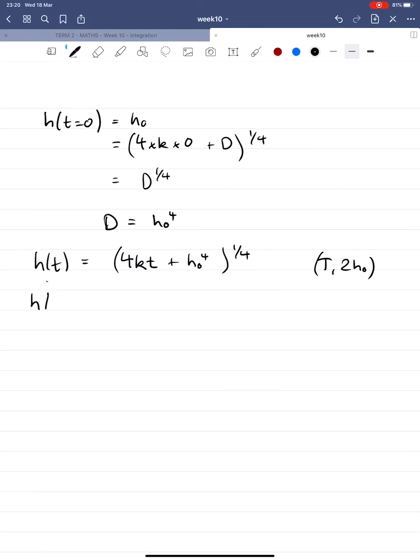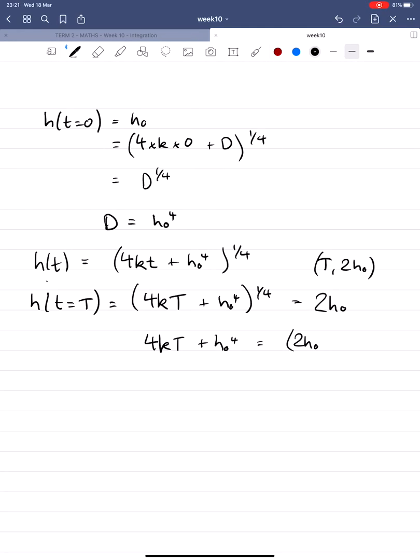So h of t is equal to, my big T is equal to (4kT + h0^4)^(1/4), which is equal to 2h0. I can now say 4kT plus h0 to the 4 is equal to (2h0)^4, which is equal to 2 to the 4, h0 to the 4.